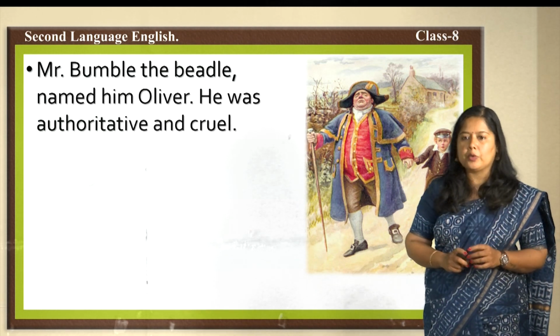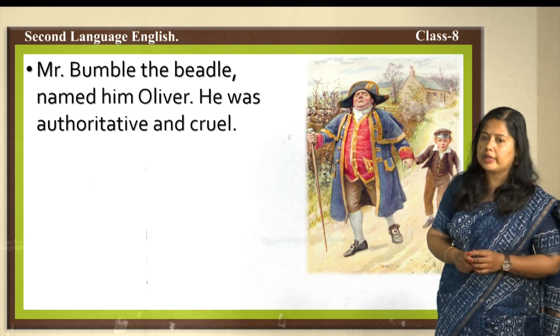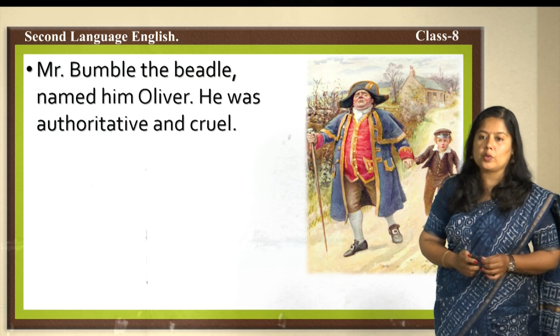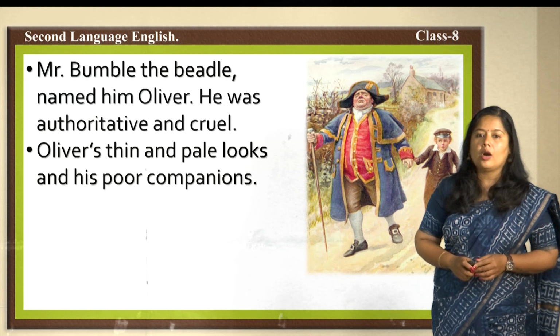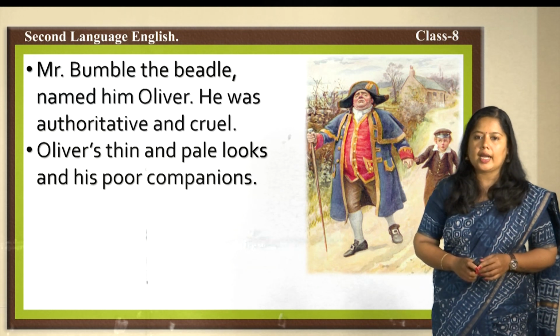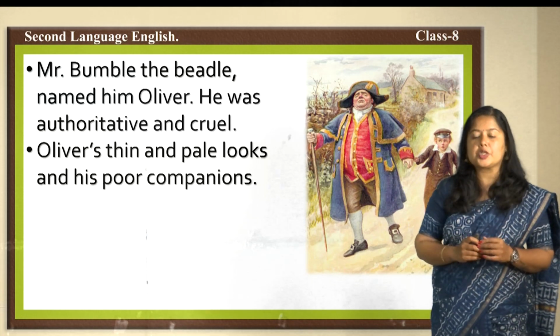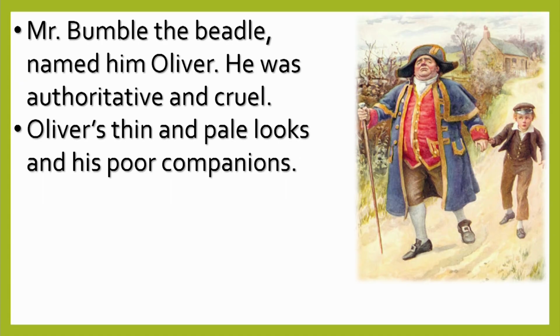There were many kids in the poor house along with Oliver who were probably orphans and had a distant, cruel behavior. Oliver's thin pale looks and his poor companions. There were many kids, as I told you, along with Oliver, and they were also brought up like Oliver. And Oliver, on his ninth birthday, looked very pale and thin.